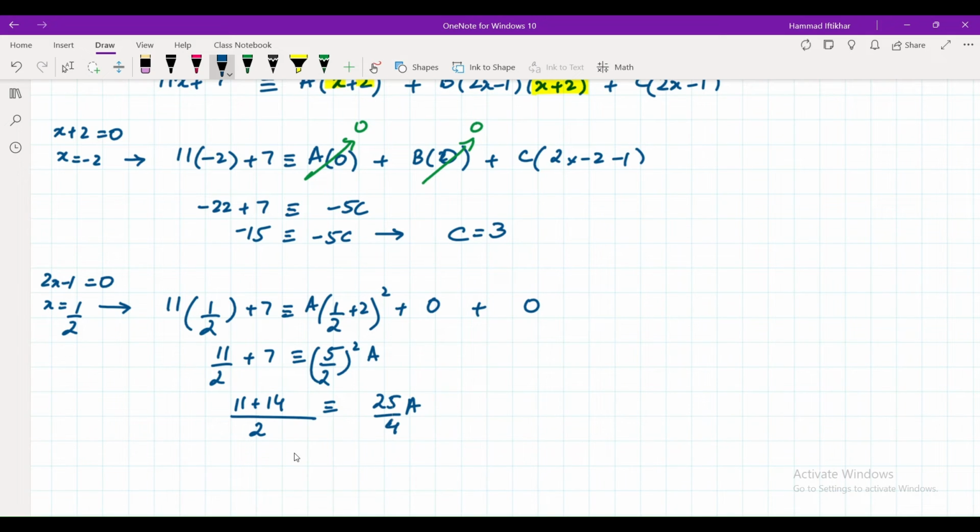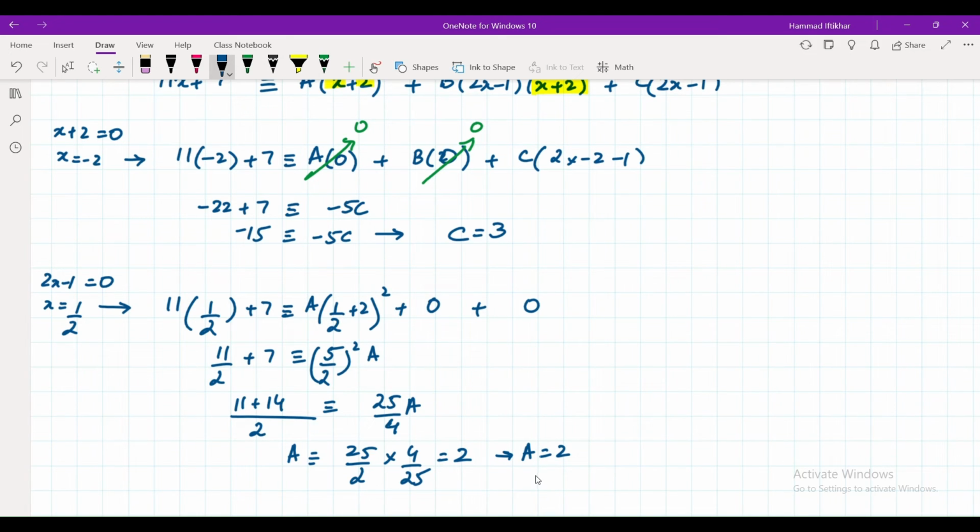Now we just cross multiply to find the value of A. 11 plus 14 is 25. So 25 over 2 times 4 over 25, that would just be 2. So A is just 2.